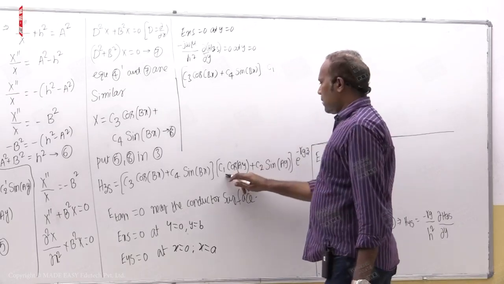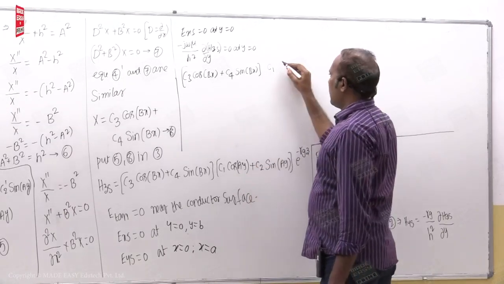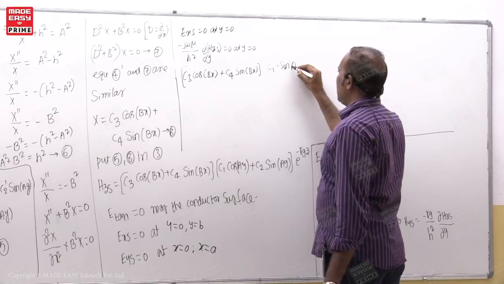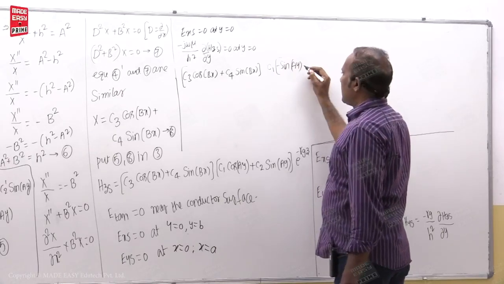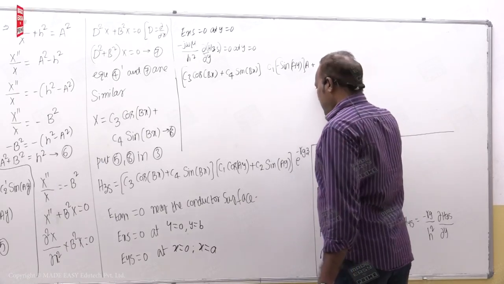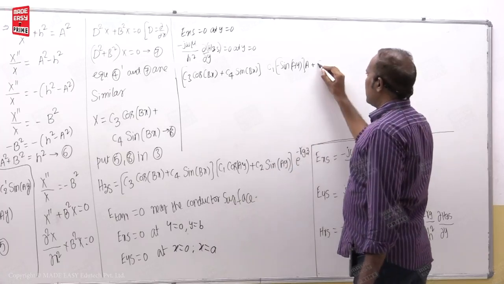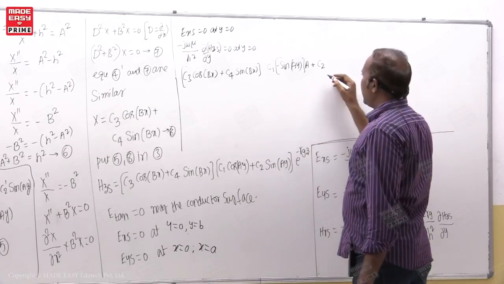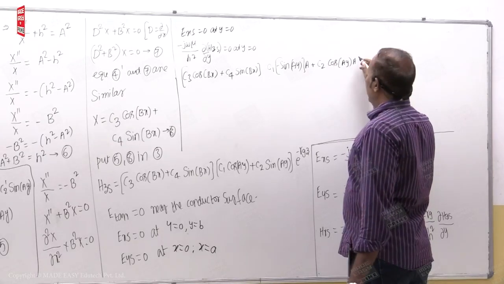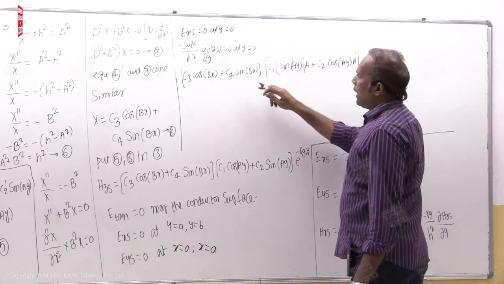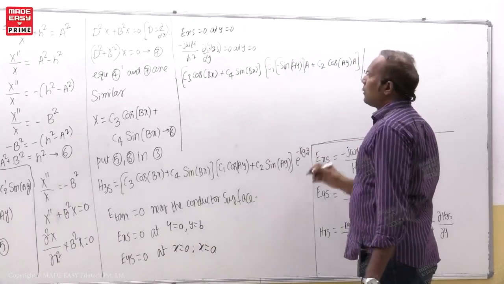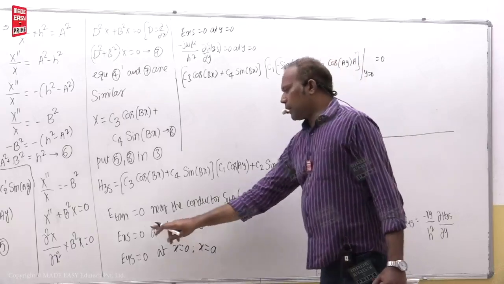That means you get C1 d by dy of this one, cos is minus sin ay, multiplied with a, plus, then differentiate this: C2 d by dy of sin is cos ay into a. This is the term, and you have to substitute y is equal to 0. That means y is 0, then it is equal to 0. At y is equal to 0, that value is 0.